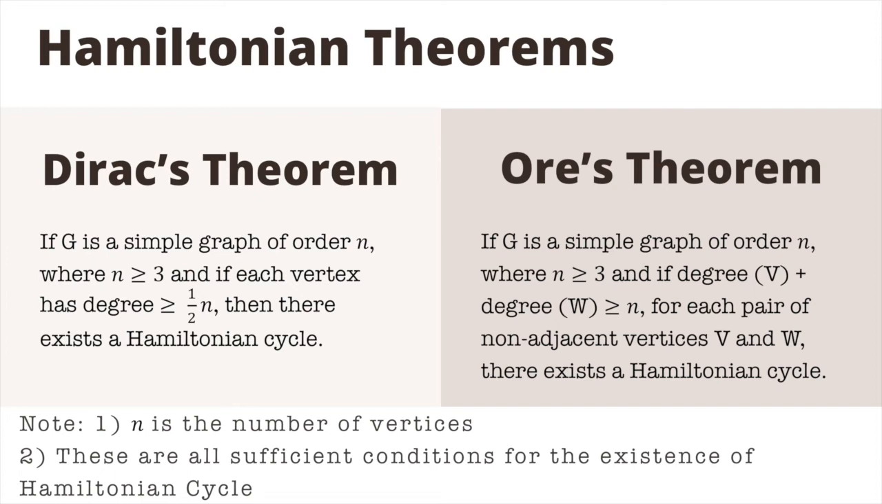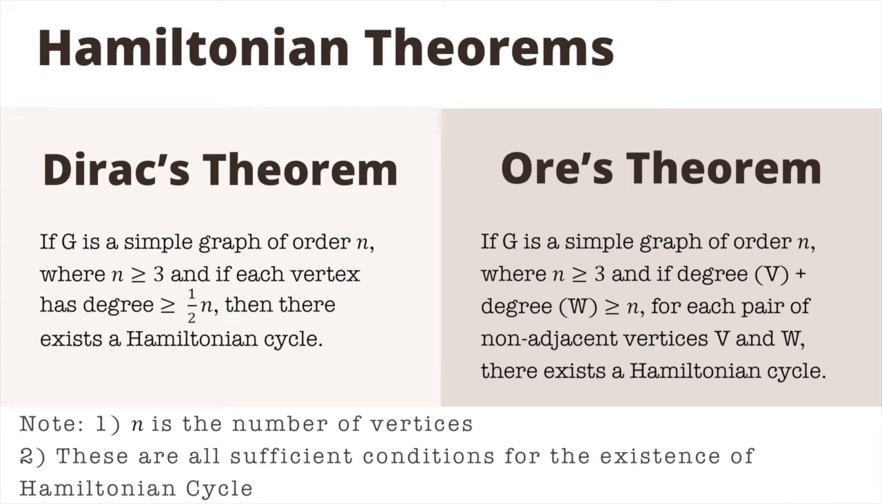Additionally, it is also possible for a graph to be Hamiltonian even if the graph does not satisfy these two theorems, as these two theorems are only sufficient conditions for the existence of a Hamiltonian cycle. Essentially, even if a graph does not satisfy the conditions, it tells us that the graph may or may not be Hamiltonian.